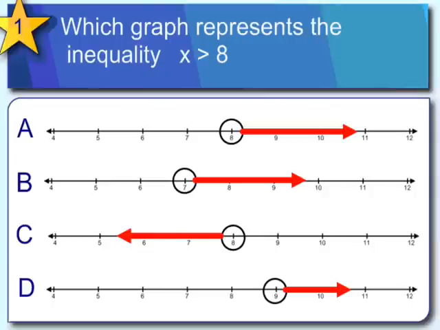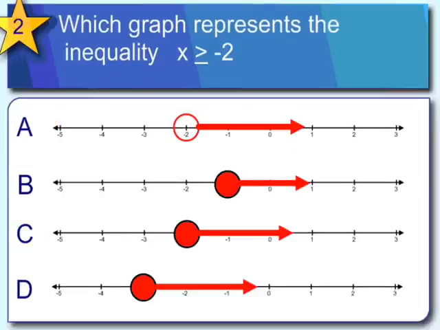All right, let's just do a couple of quick questions. Which graph represents the inequality x is greater than 8? Well, if you look at our choices, we can eliminate C right away because the arrow is pointing towards the right, so it can't be choice C. And the only one that has 8 circled is choice A. And that is your answer. X is greater than 8. And 8 is not part of the solution set, so it's not colored in.